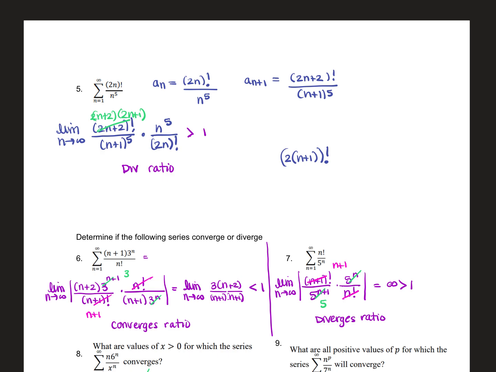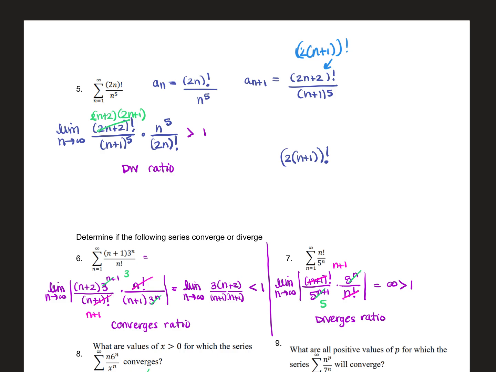Same thing here. We have this. An is 2n plus 1 over 2n factorial. An plus 1, let's make that very clear real quick. This would be 2 times n plus 1 factorial, which turns it into 2n plus 2 factorial. Remember, the rule is you replace n with n plus 1.